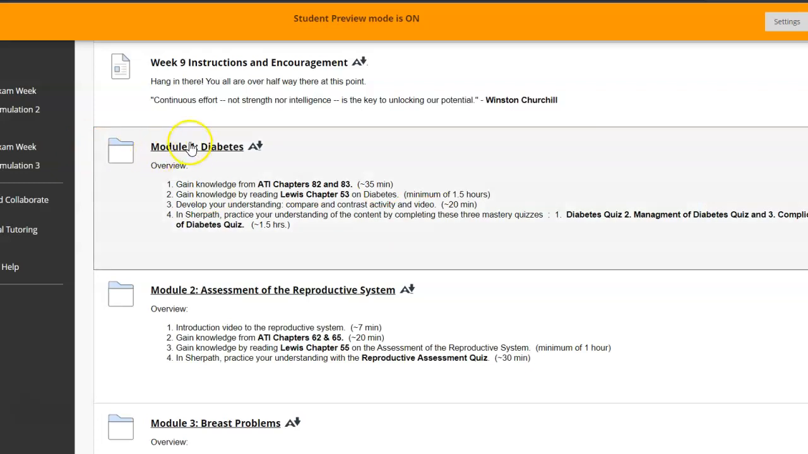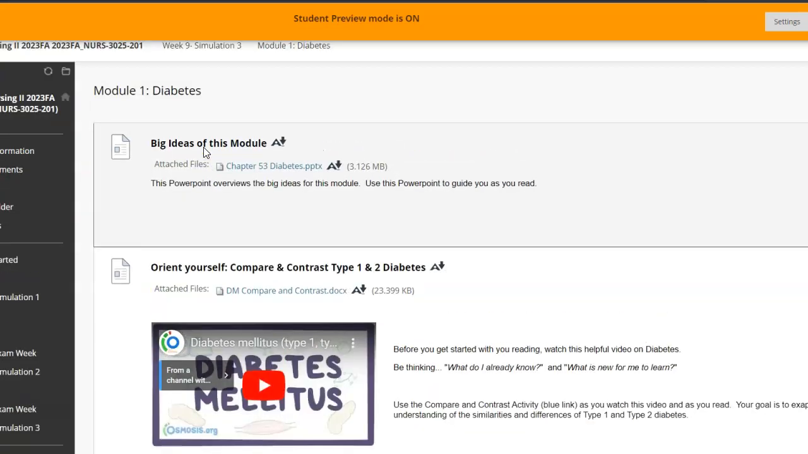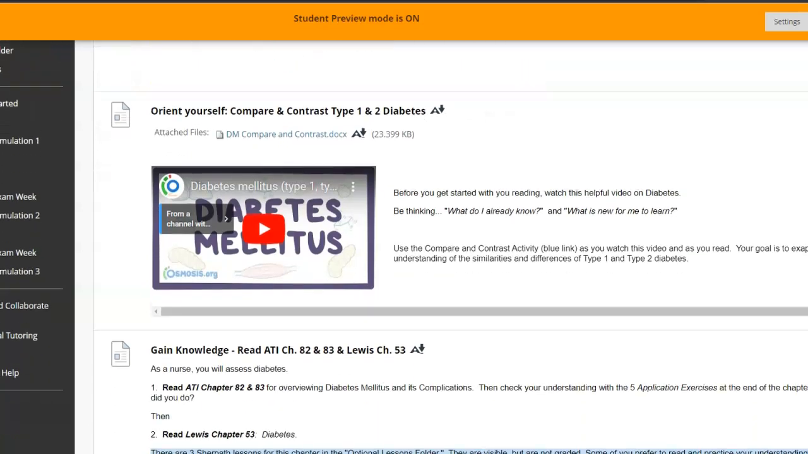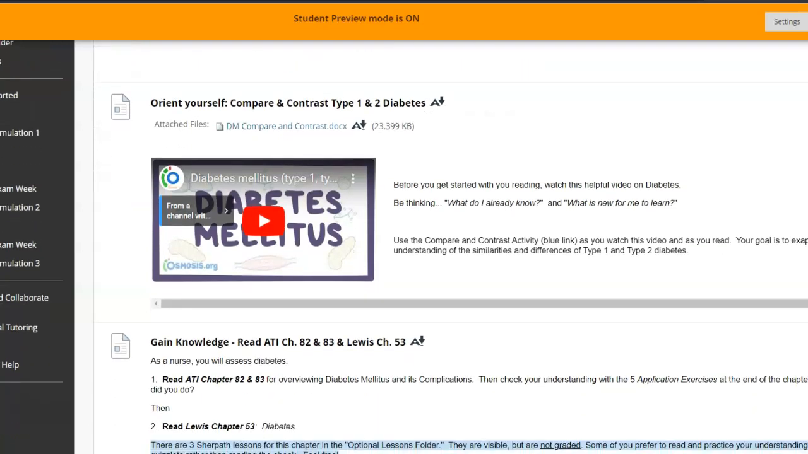So let's get directly into Module 1, which is diabetes. This is really where the most content of Week 9 lies. I have posted a diabetes PowerPoint here from Chapter 53 in the Lewis, and I've got it down to around 160 slides. There is a lot of diabetes content to cover this week. The original PowerPoint was well over 250, so I've gotten it down based on the key words and terms for that chapter.